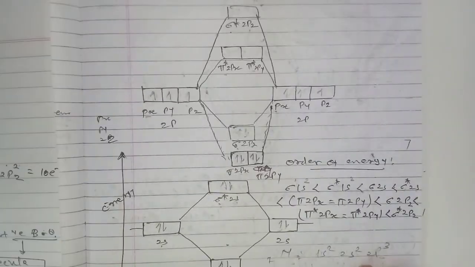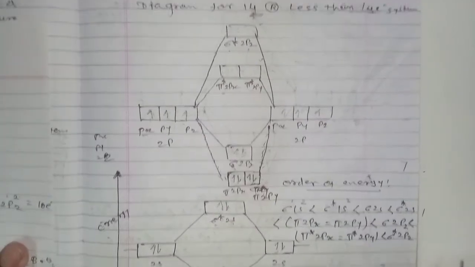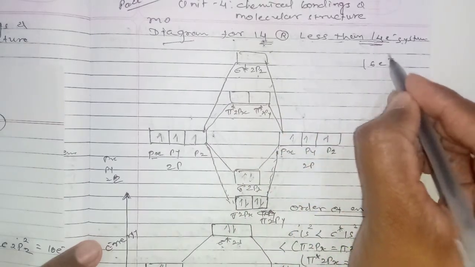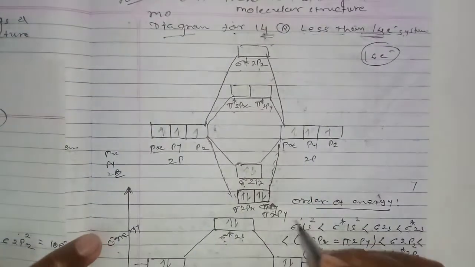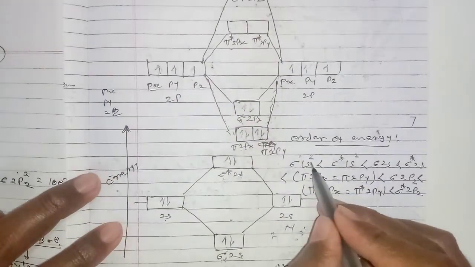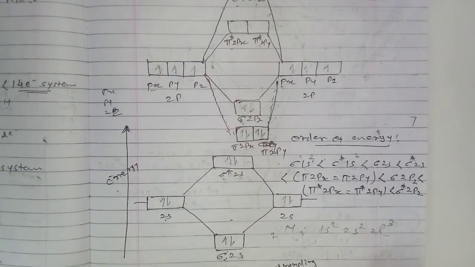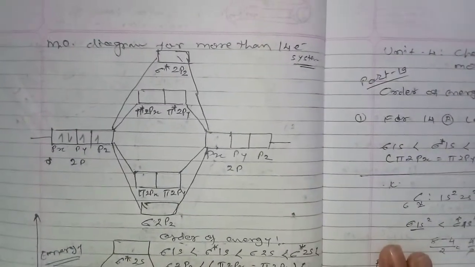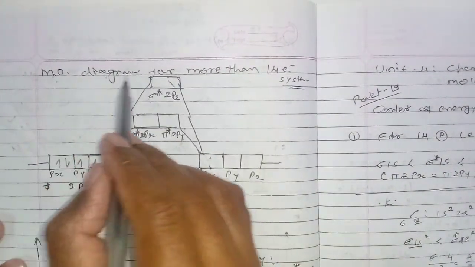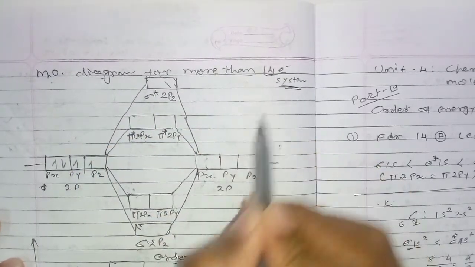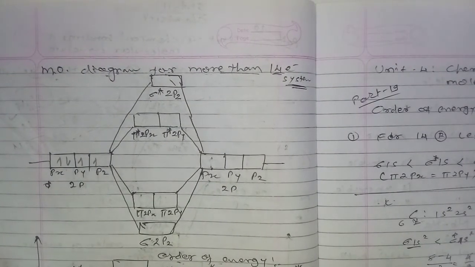So the order of energy changes. The earlier diagram is only for a system of 14 or fewer electrons. Now we have 16 electrons, so that diagram will not help us find the number of electrons in the bonding and antibonding molecular orbitals. So we have another diagram: the molecular orbital diagram for a system of more than 14 electrons.